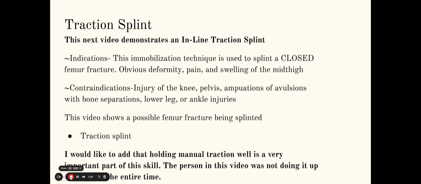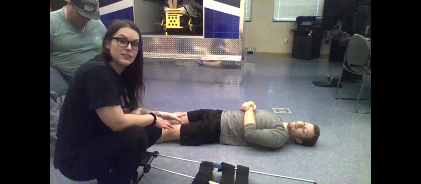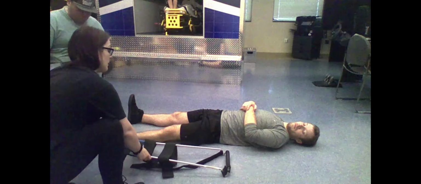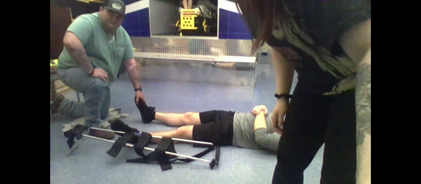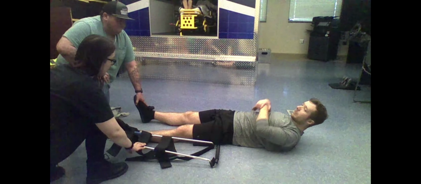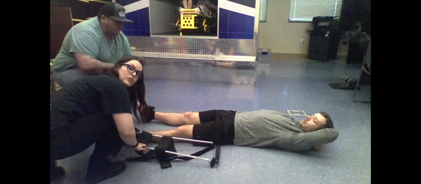Always do scene safe PPE before we do anything. Patient has an obvious deformity on his right leg, so we are going to measure against his good leg, his left leg. We want to make sure that the splint is about 6 inches past his foot. We're going to have our partner hold manual traction on the leg that is injured, preparing the patient for the traction splint. We're going to assess PMS, make sure the patient has a pulse.